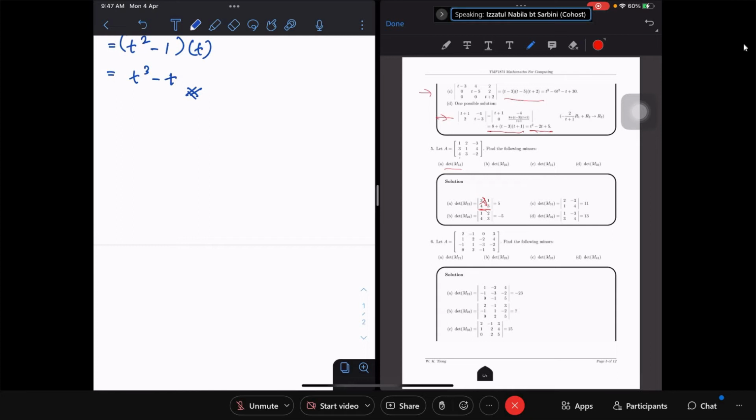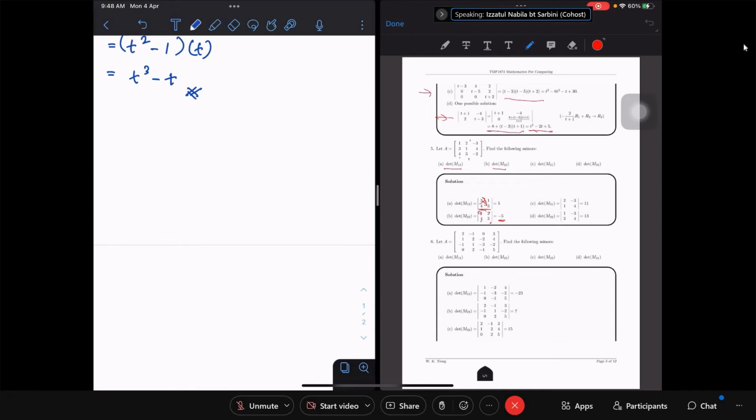Okay. Next is M23. So 2, 3 is the second row and the third column. So you have to calculate 1, 2, 4, 3. Then calculate the determinant, which is equal to negative 5. Okay. That is what we meant by minors.